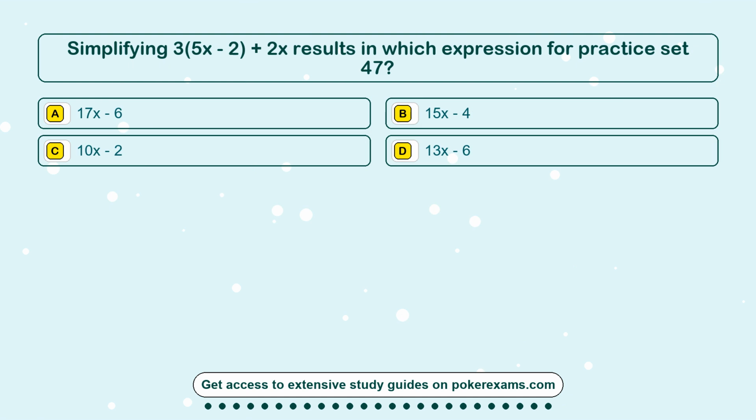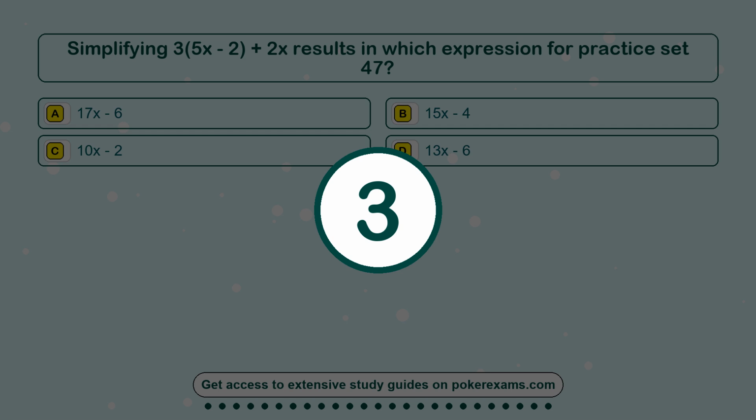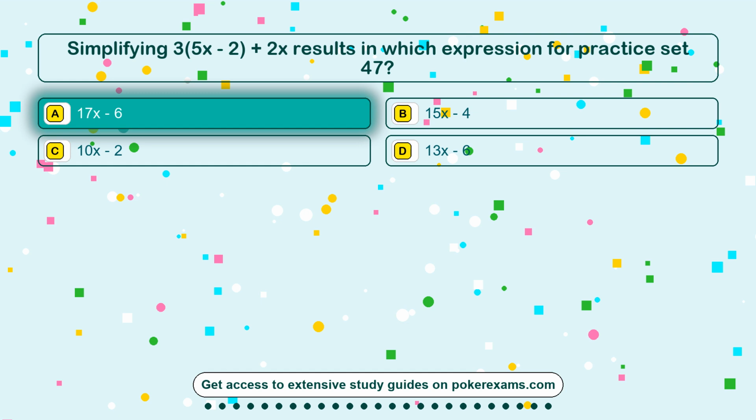Question 7. Simplifying 3(5x minus 2) plus 2x results in which expression for practice set 47? Option A 17x minus 6. Option B 15x minus 4. Option C 10x minus 2. Option D 13x minus 6. The correct answer is option A.